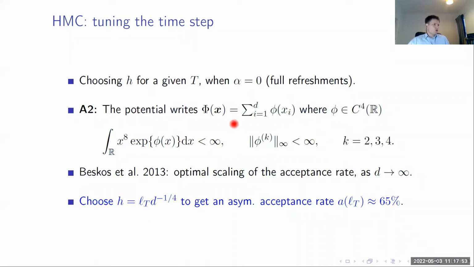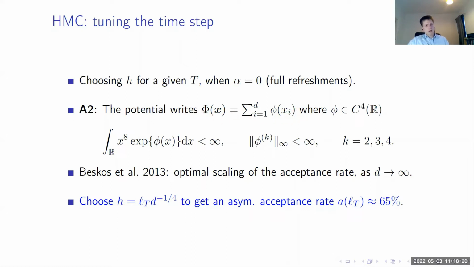So here the main assumption is quite strong, as you can see, because it is simply assuming that the potential function writes as a sum of individual functions. Right? So it boils down to assuming that the posterior distribution is actually product form, which boils down to assuming that all the components are independent. Right? So of course, this is quite unrealistic.